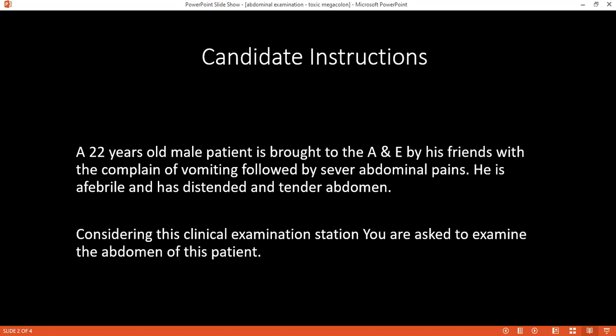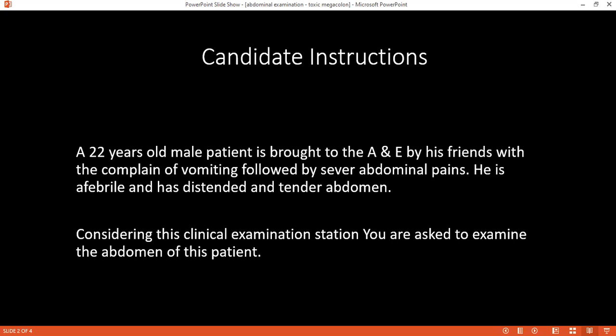Suppose it is appendicitis. How would you go about the examination? If it's appendicitis, I'll do the general examination: the hands, the pulse, whether the patient has tachycardia or not, whether the patient is cyanosed or has jaundice, and check for any signs of dehydration. Then move to the eyes and check for anemia, and also the mouth, checking for signs of dehydration and pallor.